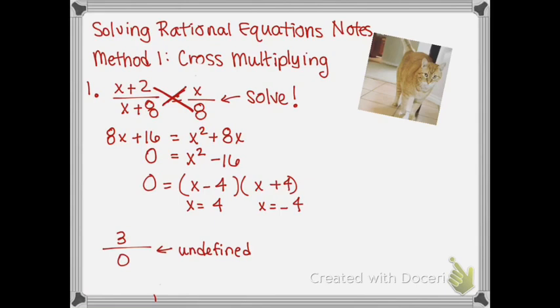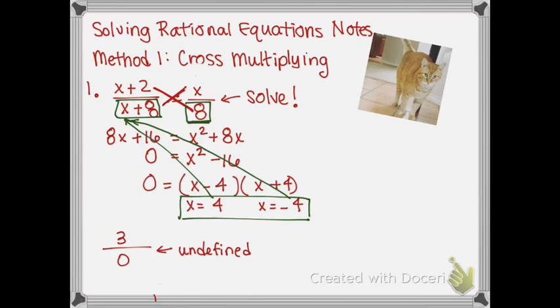So let's go up here to our original equation and look at the denominators, x plus 8 and 8. If I plug in a 4 or a negative 4 for that x, will either of those answers give me a 0 in the denominator? No. And neither of them obviously would make the second denominator 0 since there's not even an x there. So neither solution is extraneous.